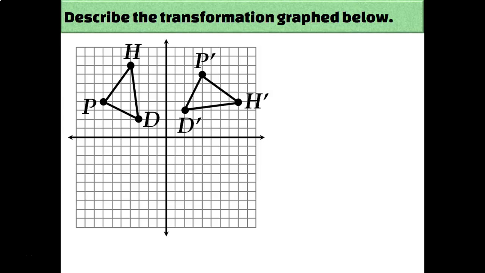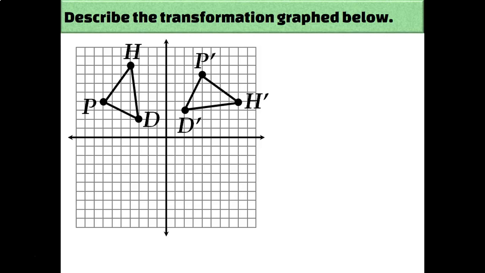Our next example shows an image that is in a completely different orientation compared to the pre-image. The pre-image had P on the left, H on top, and D on the bottom. But for the image, I have P prime on top, H prime on the right, and D prime on the bottom. So these are all in different spots compared to where we started. And that's because this is a rotation. Specifically, it's a rotation of 90 degrees clockwise.